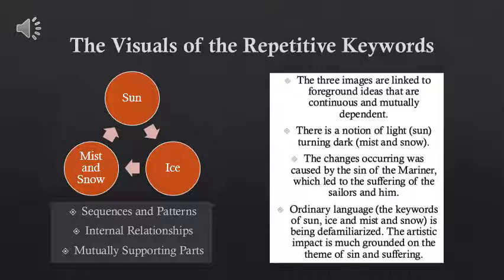Now I will discuss the visuals of the repetitive keywords, because this is how I read the poem. The repetitive keywords basically draw these images. And what images are those? For me, they are mainly of these elements of nature that actually symbolize a deeper layer of human, these very humanistic themes of sin and suffering. So we have sun, ice, mist, and snow. Sun, ice, mist, and snow.